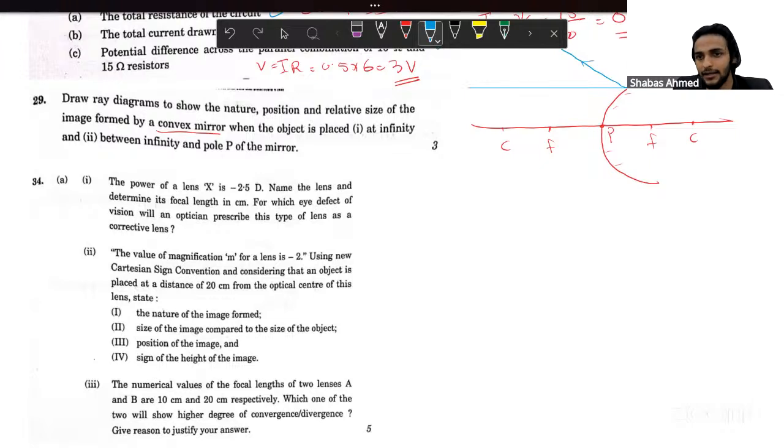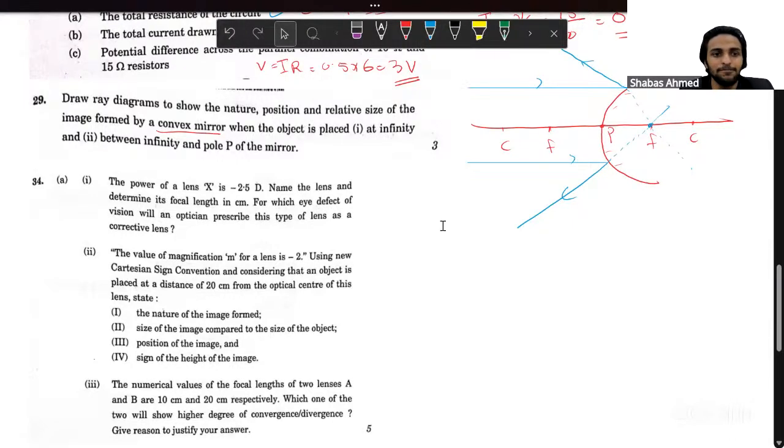And again, I can say this is passing through the focus. And again, another ray parallel to the principal axis, it is diverging out. So again, it is also assumed to be passing through the focus. In this case, the image will be formed here if the object is placed at the infinity.